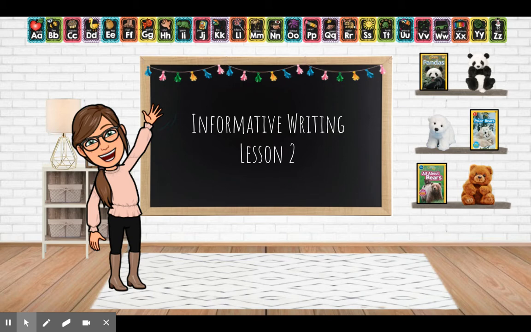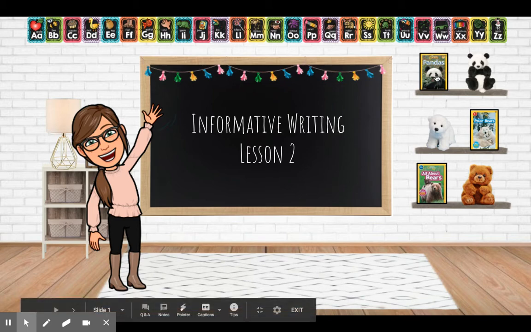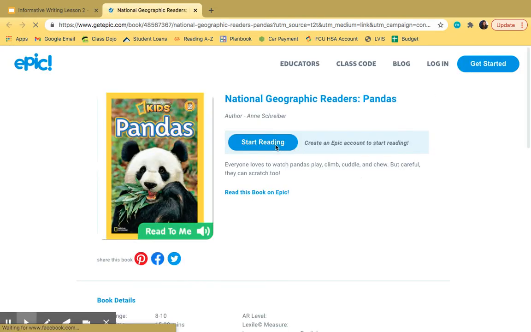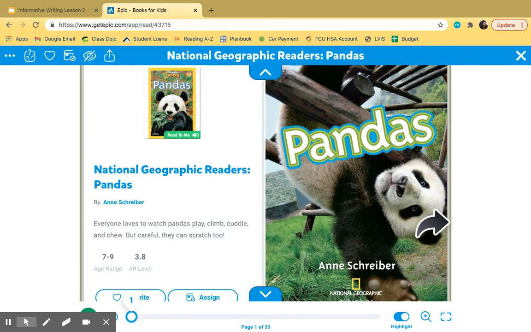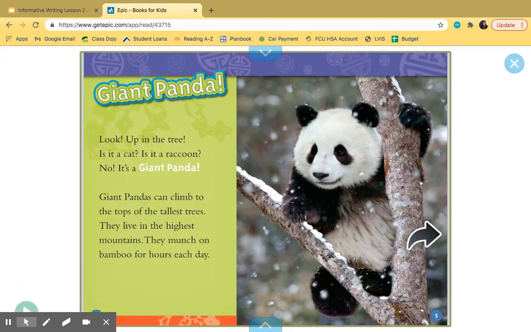Let's start with our panda book. We are going to go through a picture walk through the book and notice what we see about the informative writing in this book. Okay, boys and girls, let's go ahead and get started on our picture walk. The first page says giant panda and has a picture of a very big panda bear.